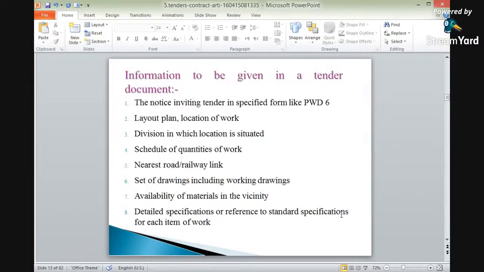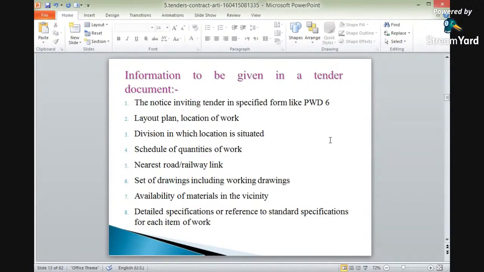This is again an example for the tender notice. Information to be given in tender documents. So what are the different pieces of information to be given in tender documents? The notice inviting tender, which things are to be covered in the tender documents. So the notice has to be mentioned. Okay, the notice is to be given here. Notice is also important.